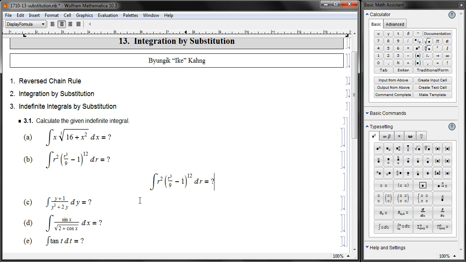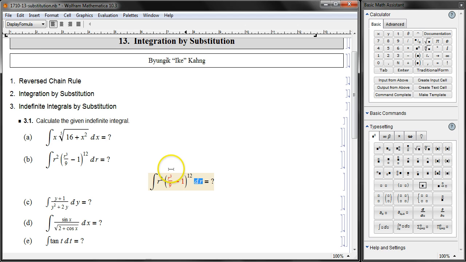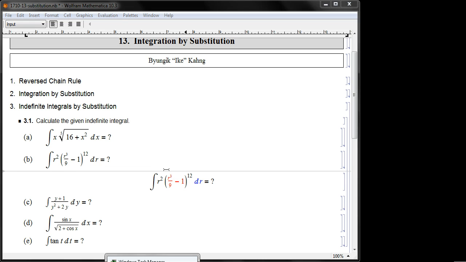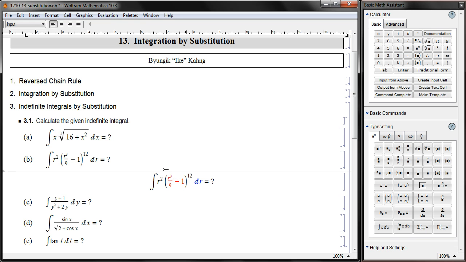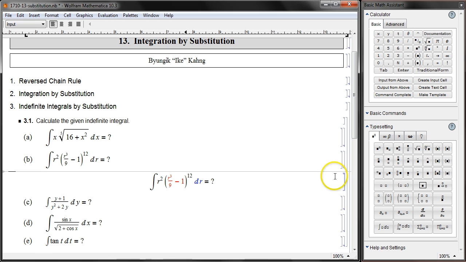And please note that this is a composite function, and it is very easy to see which is the inside because we have the big parenthesis. And then the differential part. Oh, by the way, the proper name for this dr is not the derivative, it's called differential. Not the derivative. And it's just a name, so if you don't remember, we'll simply say dr. It's okay.